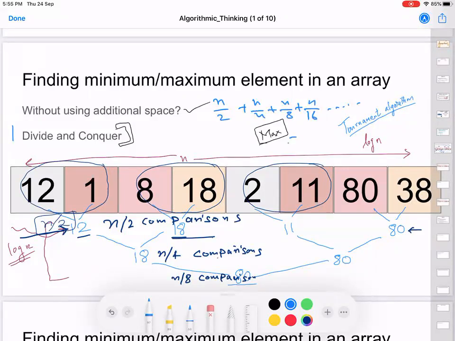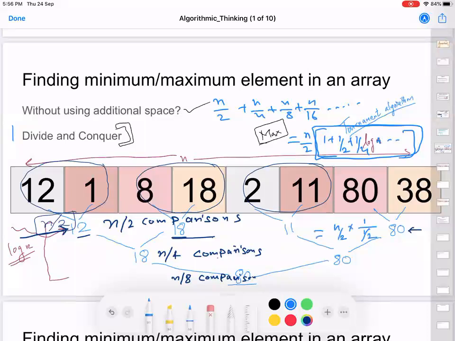What is this? If you apply the formula of a geometric progression here, let's do that quickly. This is n by 2 times (1 plus 1 by 2 plus 1 by 4, and so on). What is the summation of this series? If you apply the formula a by 1 minus r here, it will come out to be 1 by 1 by 2, which is going to be n.